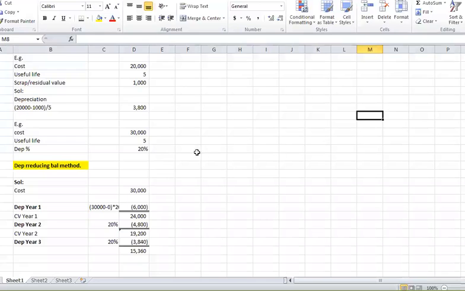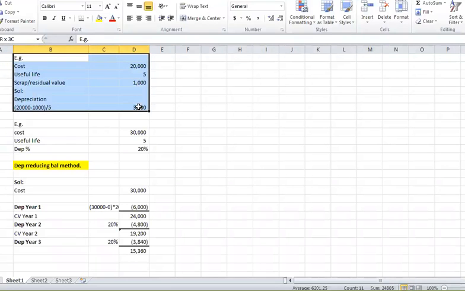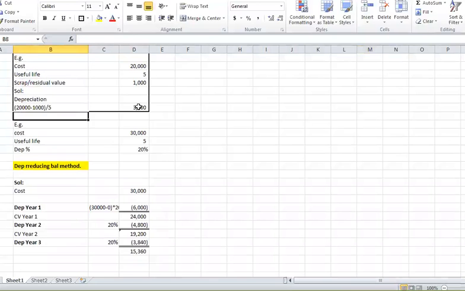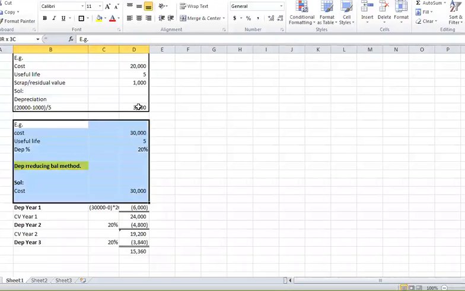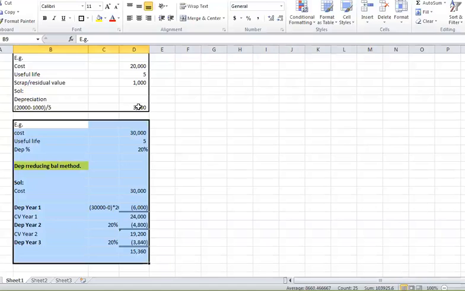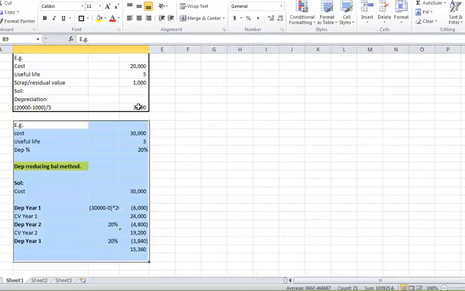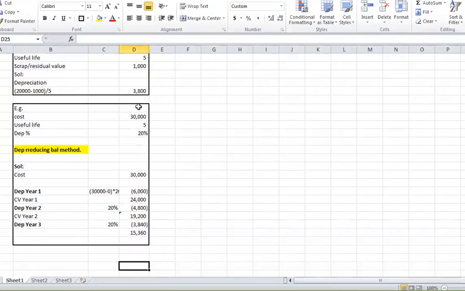You can see in this example, whenever you use the straight line basis method, you have the same depreciation every year. So if you are expecting that the asset has the same depreciation every year, obviously you will use the straight line basis method. But if you are expecting that the depreciation will change every year, in the starting years depreciation will be higher, and in the next years depreciation will be lower.